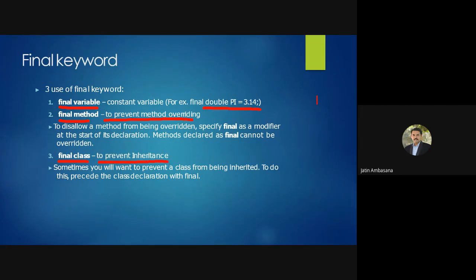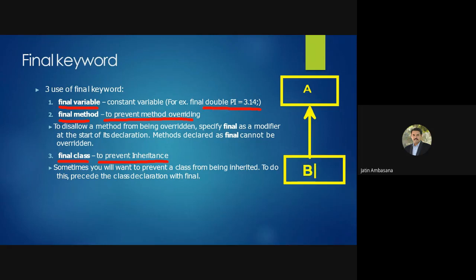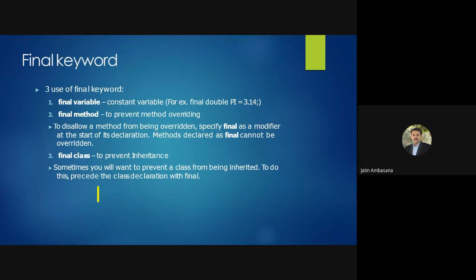So if you have a class A, which is final, and now you want to inherit that class, let's say class B, you cannot do so. An example of this is the String class itself. You want to make your own string class and you inherit the String class. Well, that is not allowed. You cannot inherit the String class.